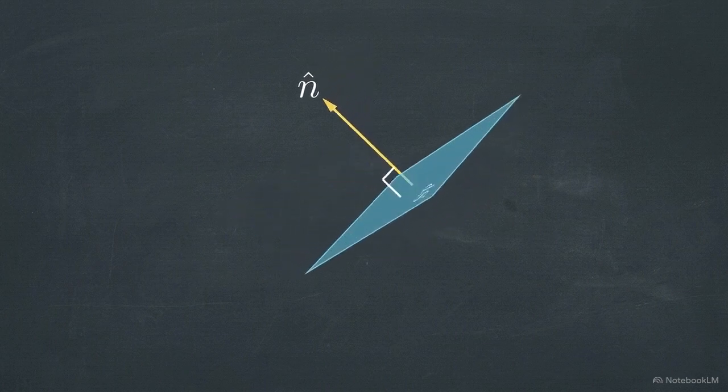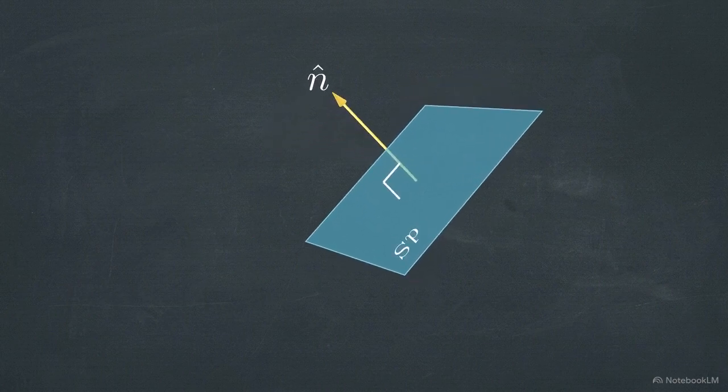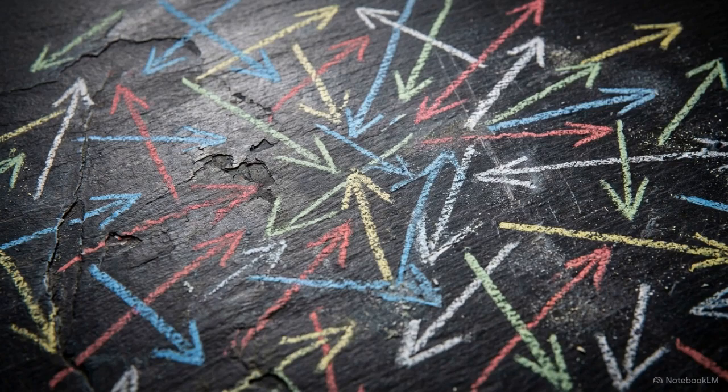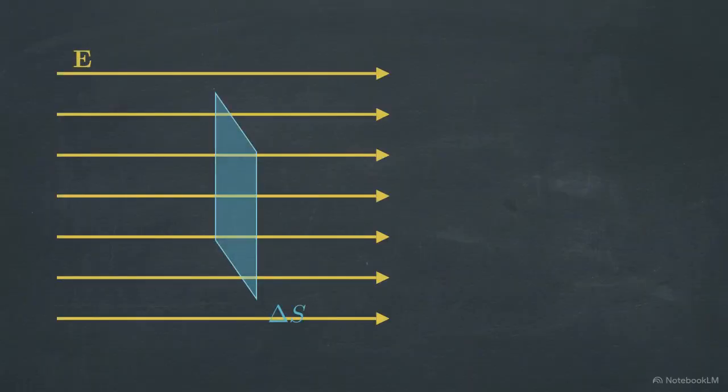As the plane tilts, the normal vector rigidly moves with it, maintaining a 90-degree angle. Without defining area as a rigidly oriented vector, mathematically determining the penetration of a directional field is impossible. Here, we place our newly defined area vector, delta S, inside the uniform electric field, E.